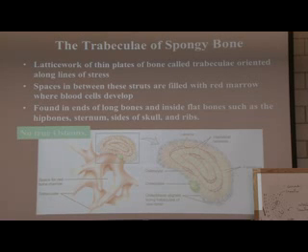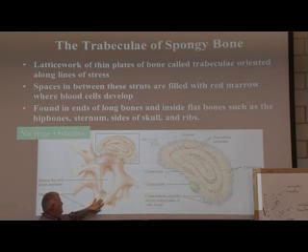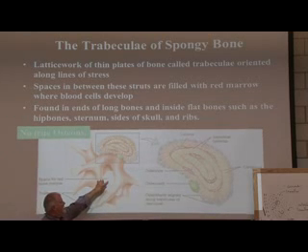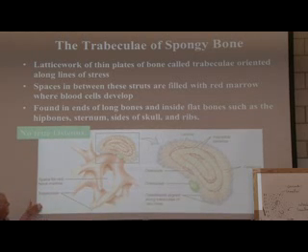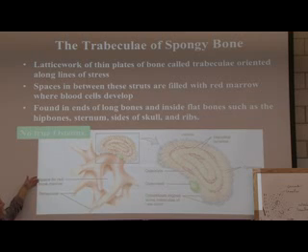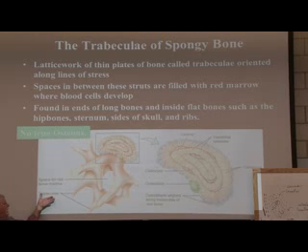So spongy bone is put together so that the bone grows with these little spicules, and you have a lot of open space between the spicules of bone. And then that's where we store bone marrow. So the little spicules are called trabecula. So the bridge-like pattern of bone in spongy bone are called trabeculae.